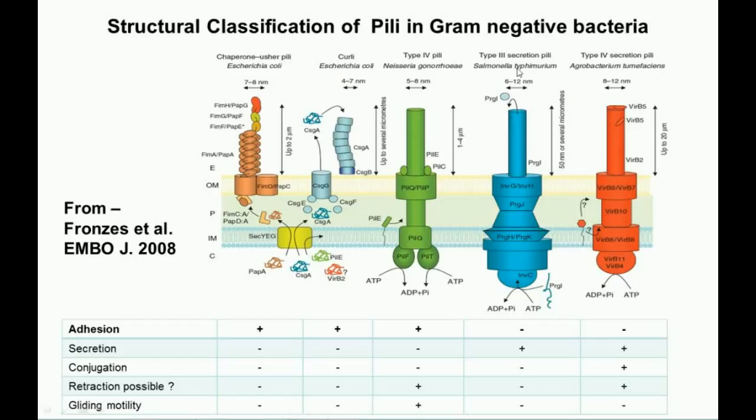And this type, type 3, they take as cargo not just the subunits of this kind of needle structure here, but they can also be used to export other proteins and inject them into a eukaryotic cell. So Salmonella typhimurium, it's a pathogen. It can inject toxins into cells through these type 3 secretion pili.